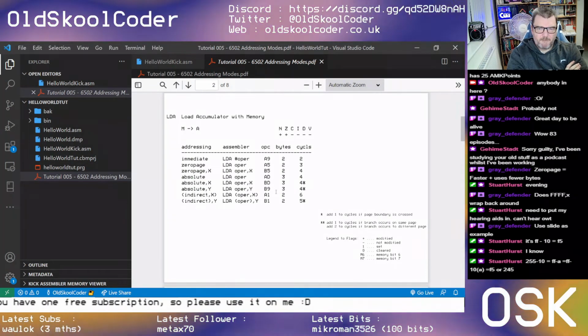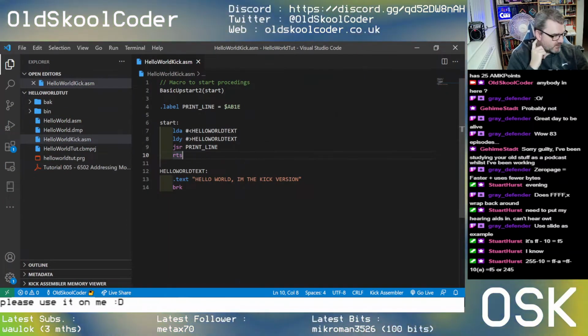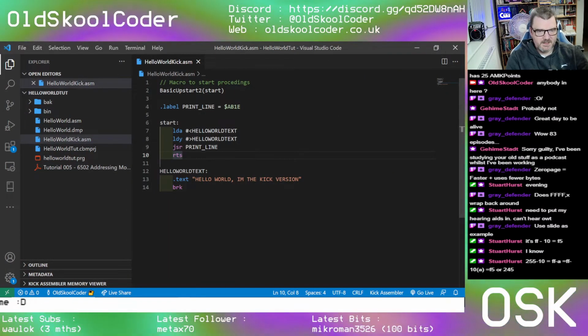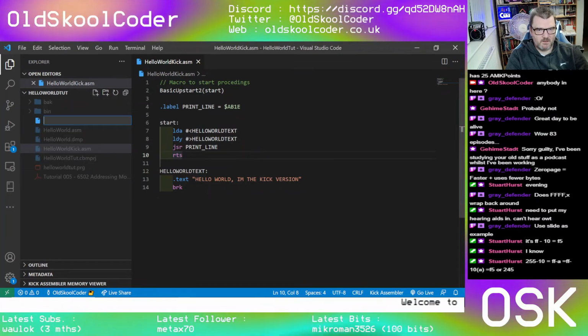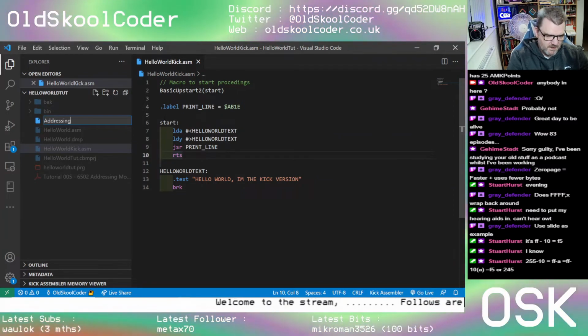So let's see if we can do a few examples of these addressing modes. Let's create a new file, addressing modes.